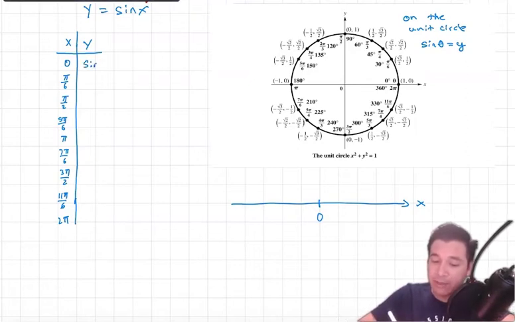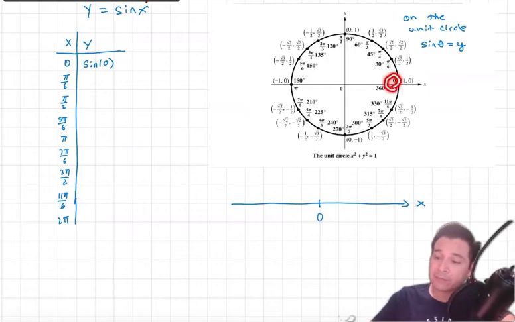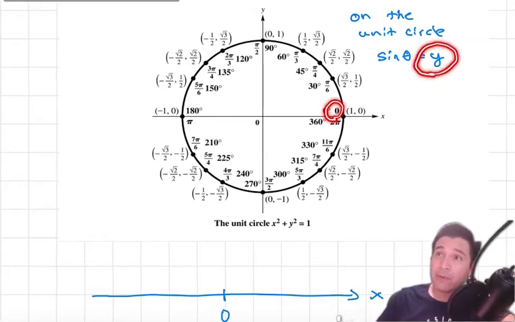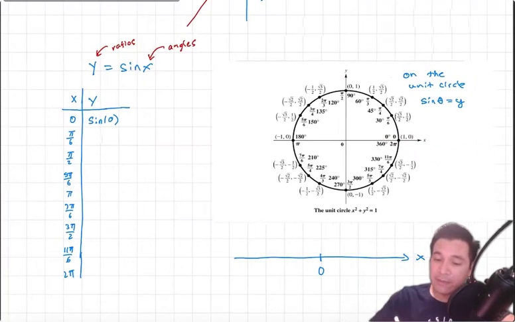So now I'm going to find the sine of 0. And remember, if we're using our unit circle, we're at 0 radians. Let me zoom in on that. So we're at 0 radians, and then we're simply reading off the y value at that coordinate. So here the y value is 0. Therefore, the sine of 0 is 0.